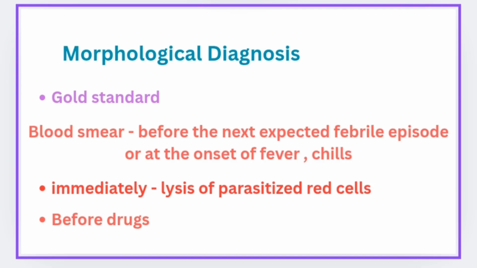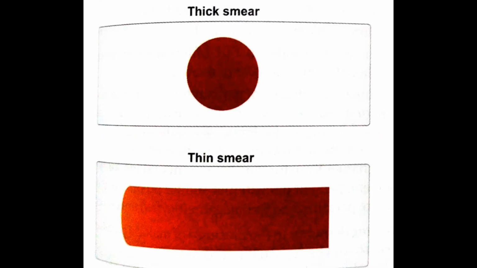Because immediately after the febrile episode, there is lysis of the parasitized red blood cells. This morphological diagnosis should be done before the drugs, because drugs can lower the parasitemia and we cannot diagnose the true grade of the malaria parasite. For ideal morphological diagnosis, one slide each of thick and thin smear should be made.